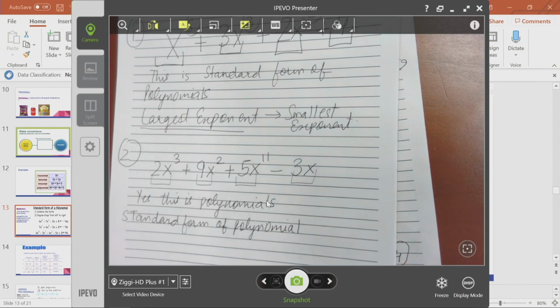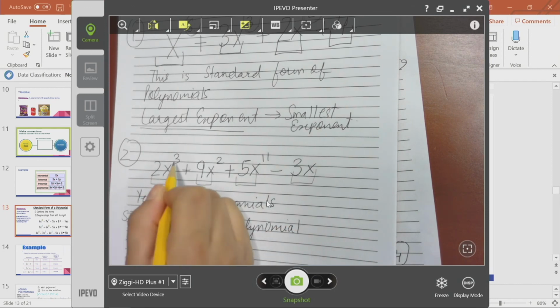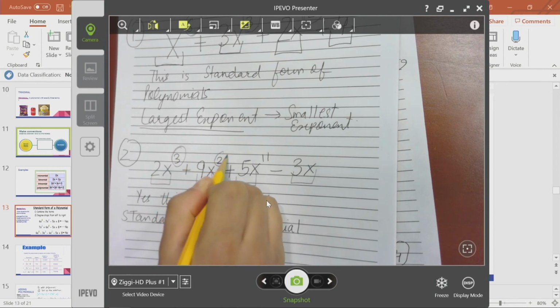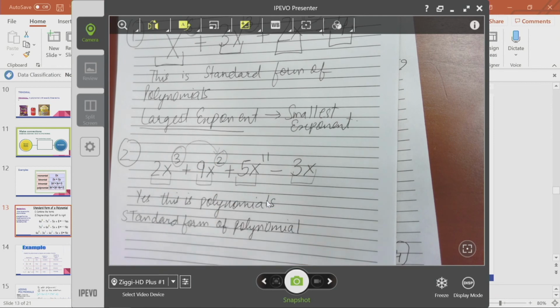Now, exponent x to the power cube. So our exponent is 3. Then our exponent is 2. We are good right now. But we often make a mistake by not going ahead and checking our problem completely. So we have to make sure that we check our exponent throughout the entire expression. So this is 3. This is 2.